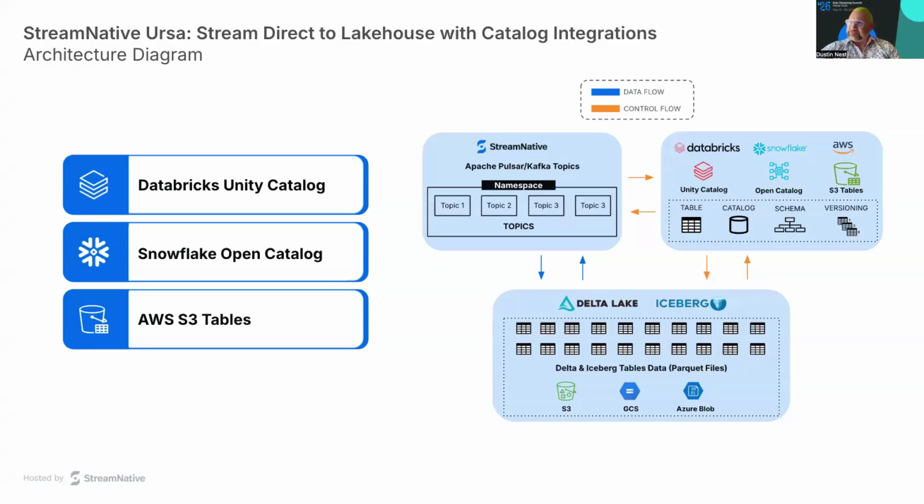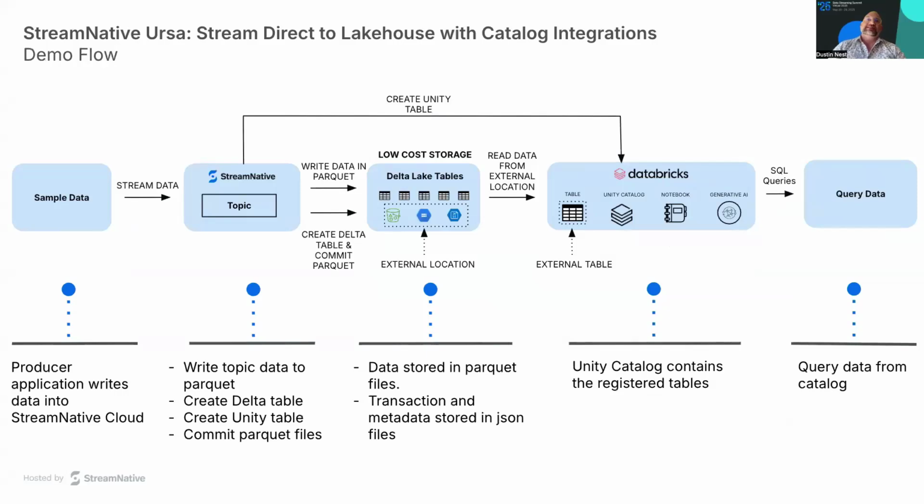So we're going to be looking at that as well today, what some of that backend looks like for Snowflake in particular. Here's a demo flow. This example is Databricks, but as I had mentioned, today I'm going to be doing Snowflake and Amazon S3 tables. So here on the far left, I have some sample data. That's going to be our producer in IntelliJ. I'm going to be using Kafka to produce into our Ursa cluster.